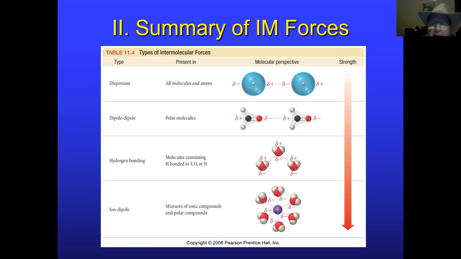Dipole. I have permanent charges, which is different from dispersions, which are temporary. With dipole, I have permanent charges, and they are going to be stronger than a dispersion would. Hydrogen bonds are special bonds. If the H is not bonded to F, O, or N, it is not a hydrogen bond. H2S does not have hydrogen bonding. H2S is a dipole bond. And the last and strongest are the ion dipole bonds.